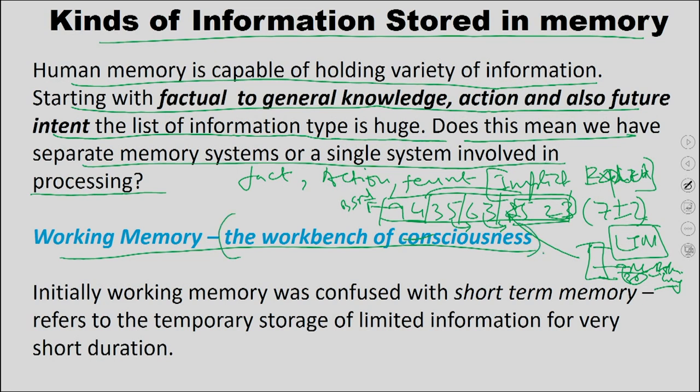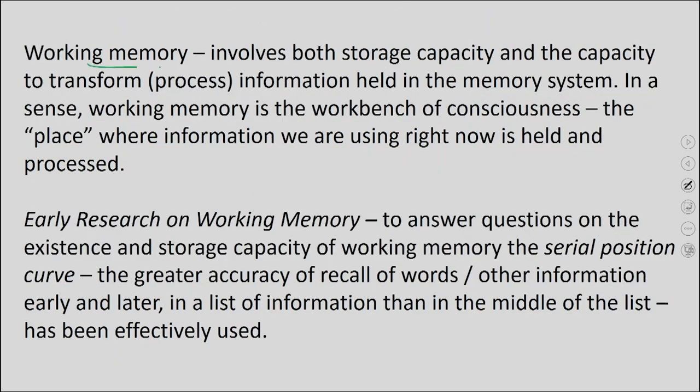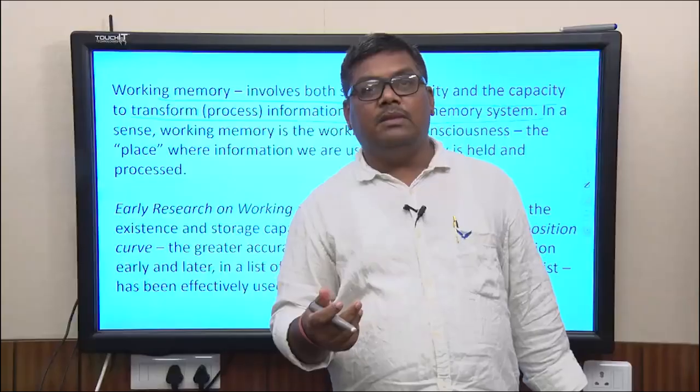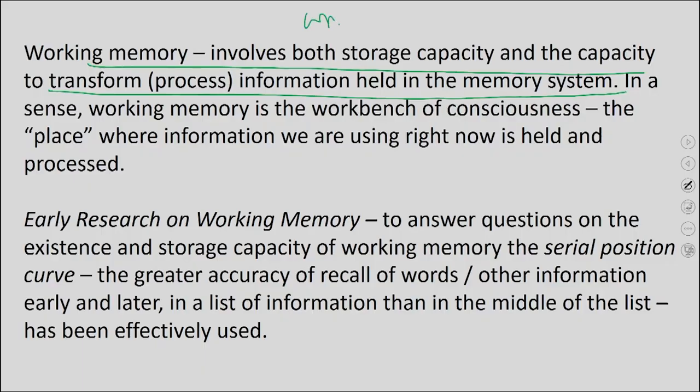So, let's look at what working memory is. Initially, working memory was confused with short-term memory and refers to the temporary storage of limited information for a very short duration of time, as I explained to you. Now, working memory involves both storage capacity and the capacity to transform and process information held in memory systems. As I said, working memory is a dynamic store. And how is it a dynamic store? Because it can both store information as well as manipulate or transform information.